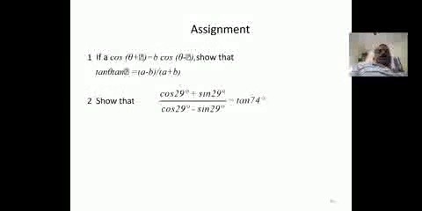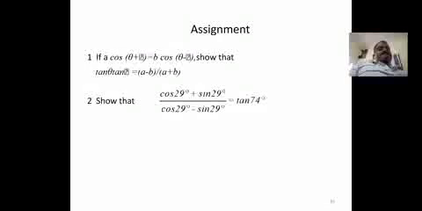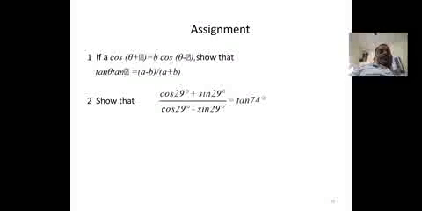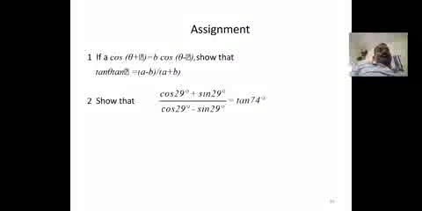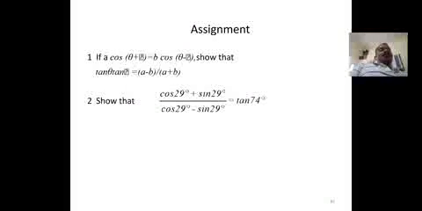The next problem is: cos 29 degrees plus sin 29 by cos 29 minus sin 29 equals tan 74. This is the same as the previous problem. Divide numerator and denominator by cos 29, then you get 1 plus tan 29 by 1 minus tan 29. It is 1 plus tan of pi by 4 plus theta, where theta is 29. Then you get tan of pi by 4, that is 45, plus 29, that is 74.